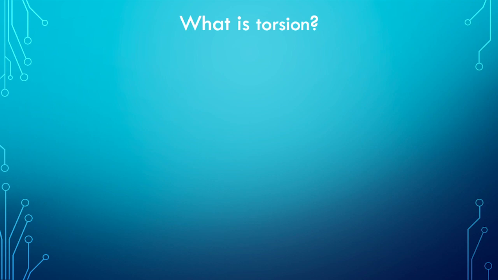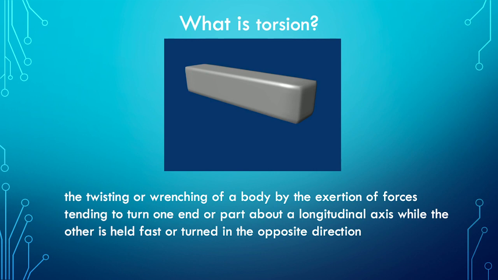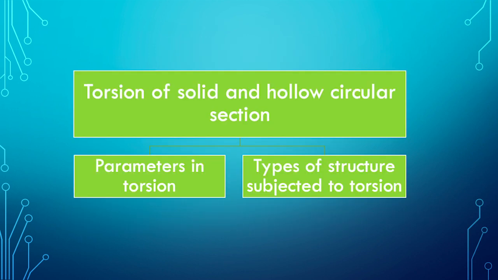What is actually torsion? This is an example of a structure when subjected to torsion. From this figure, we can define that torsion is the twisting or wrenching of a body by exertion of force tending to turn one end or parts about a longitudinal axis, while the other is held fast or turned in the opposite direction.